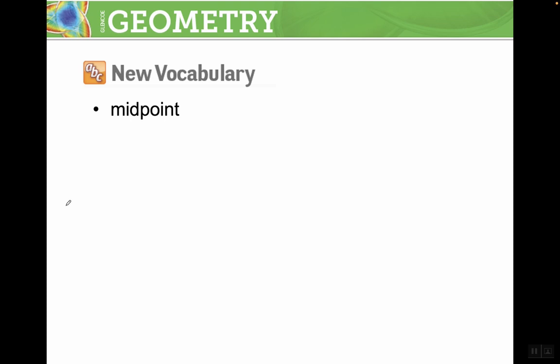So the vocab is midpoint and segment bisector. Midpoint: all that is, if you have 2 points, it is the point that's exactly in the middle. So this side and this side are the same length. They're congruent. That is also a segment bisector. So the segment bisector is a point or a line. We'll learn more about that in future lessons, but that divides it exactly in half.